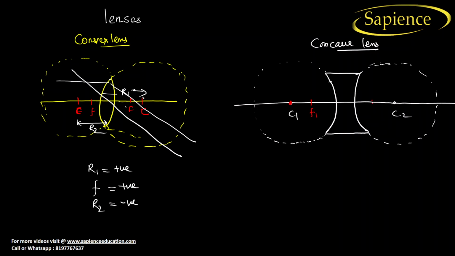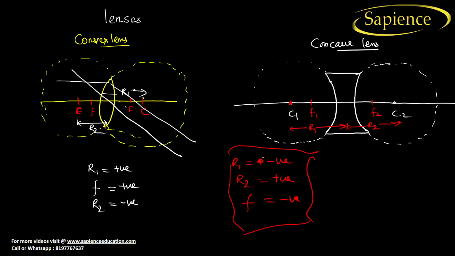f1, f2, and when we talk about the radius of curvature, this is r1 and this is r2. So r1 is negative because it is kept here, r2 is positive, and focal length is also negative. So this is all the sign convention you need to remember. I hope you have understood this.